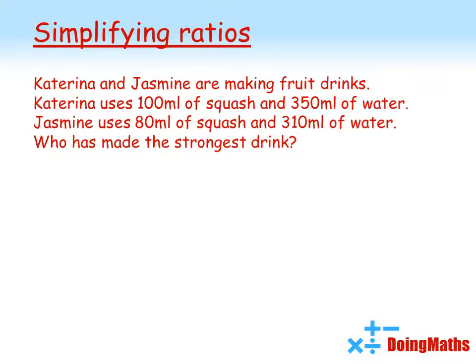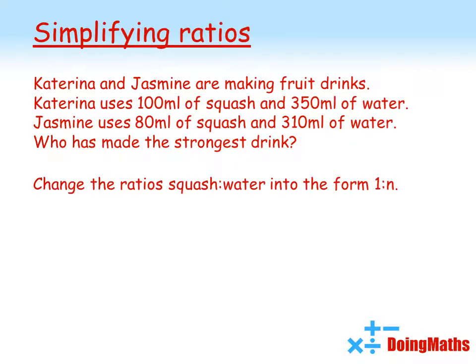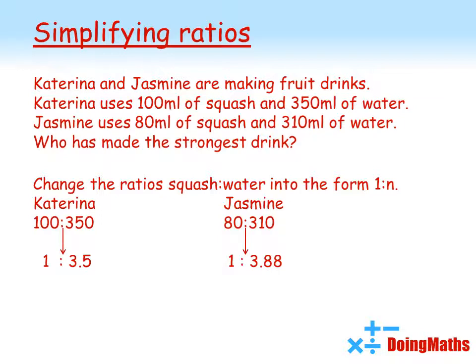Now, at the moment, it is very difficult to tell using those numbers. So if we put both of those drinks into ratios of squash to water, and then simplify them to the form 1 to n, we should be able to compare them more easily. So, Katerina's ratio is 100 to 350. Jasmine's is 80 to 310. By dividing these through by 100 in Katerina's case and 80 in Jasmine's case, we can get ratios in the form of 1 to n.